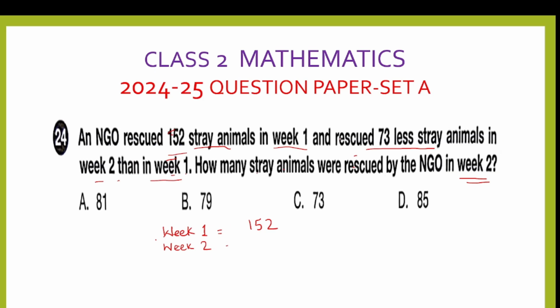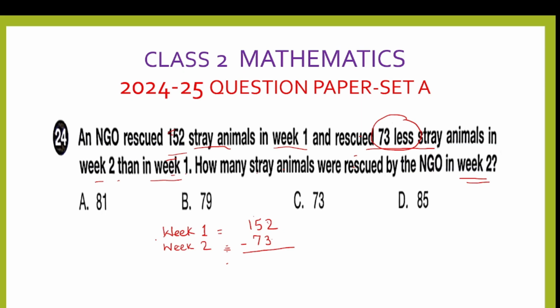So what is given? We are given that the NGO rescued 73 fewer stray animals in week 2. So what do we have to do? We have to subtract the 73 from the stray animals rescued in week 1. So we have to do the subtraction 152 minus 73.